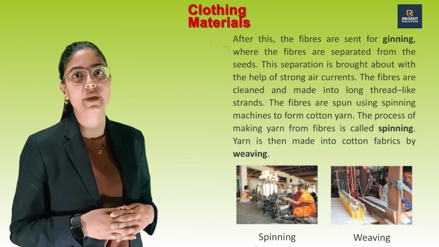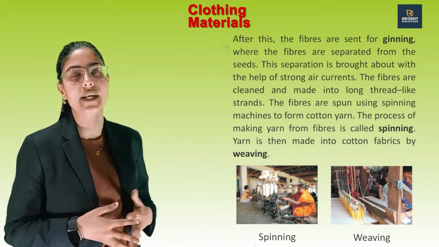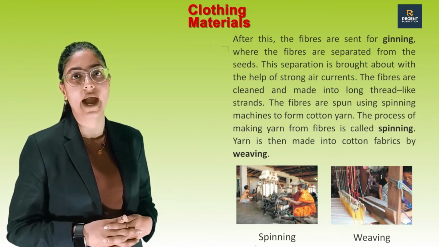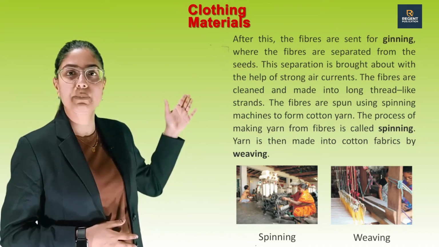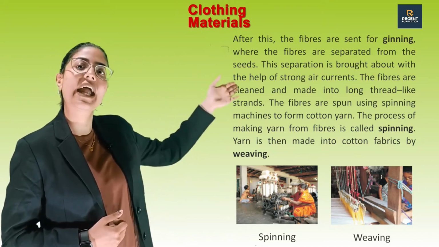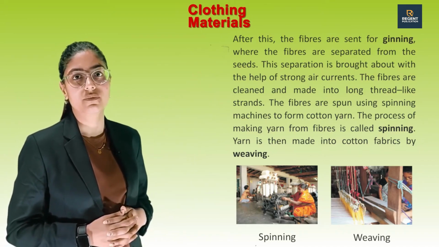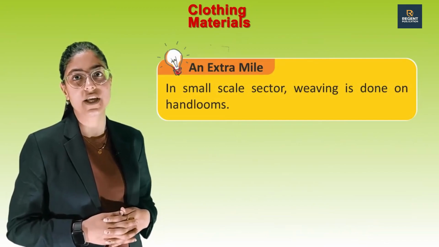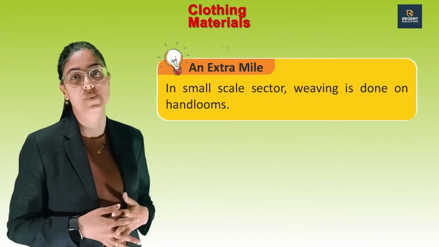The process of making yarn from fiber is called spinning. Yarn is then made into cotton fabrics by weaving. See these pictures of spinning and weaving. Let's see an extra mile. In small scale sectors, weaving is done on hand looms.